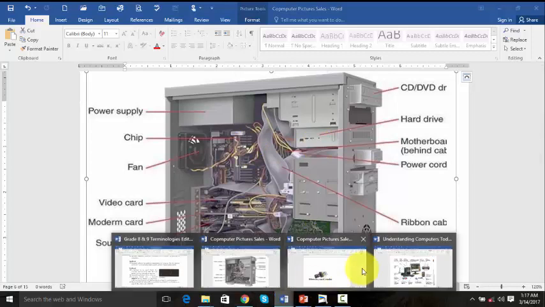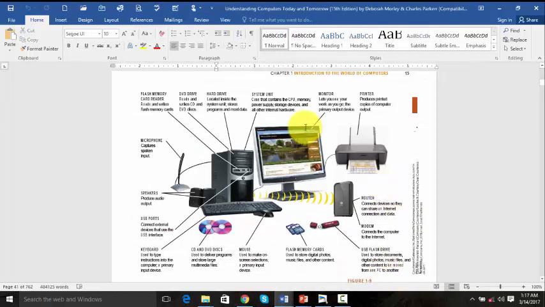Then we also have the components which are found outside the computer system. For example, if you look at the picture here, we are seeing a microphone. We have the CDs, we have the speakers, we have the keyboard, we have the flash cards, we have the USB flash drive, we have the router, we have the printer. All these are external parts of the computer, which we also call the external hardware for the computer.